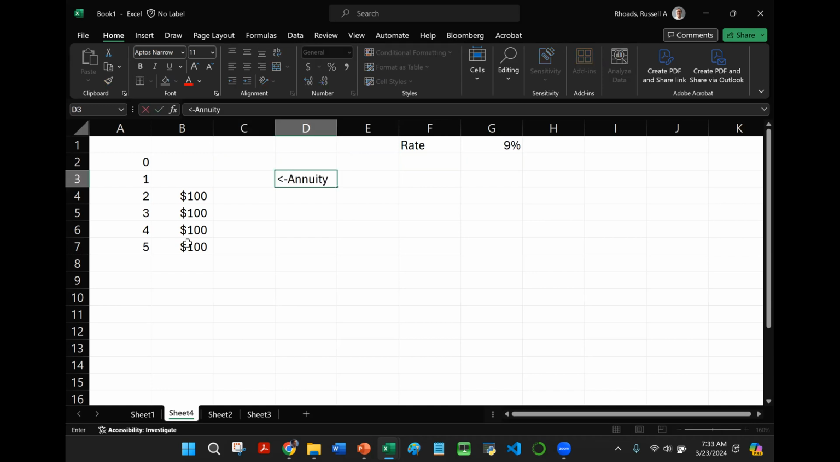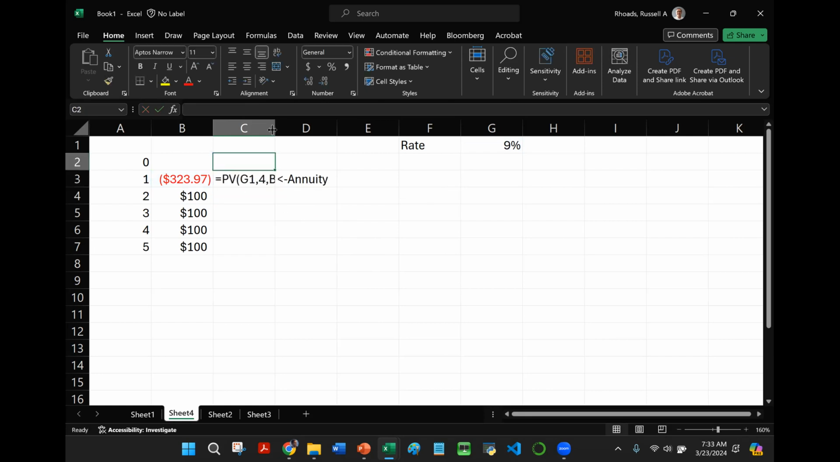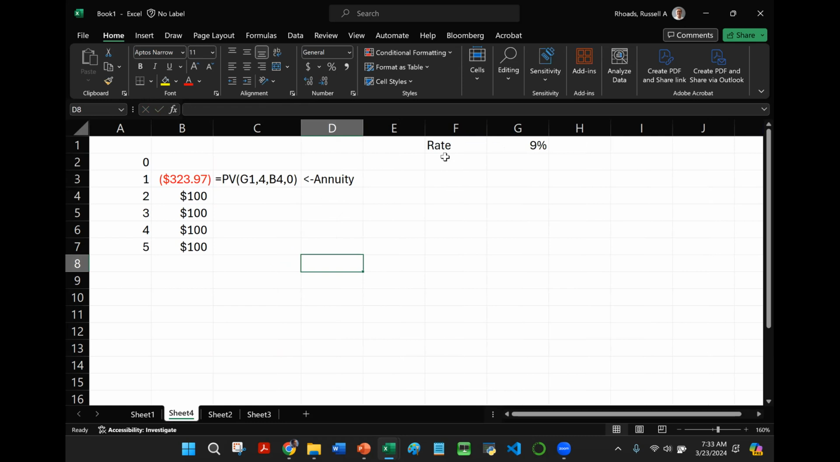And when I do annuities, I just use the present value formula. It's a rate, we have 4 payments, they're $100 each. And the future value is 0 because we get 100, 100, 100, and we're done. So the present value of that step 1 is 323.97. Are you good on that one? Yeah, I'm good on that one. Thanks for typing it in there. And so that's step 1.